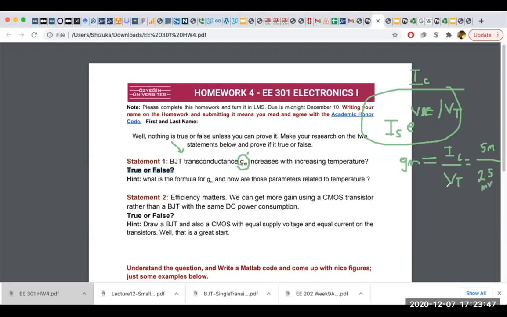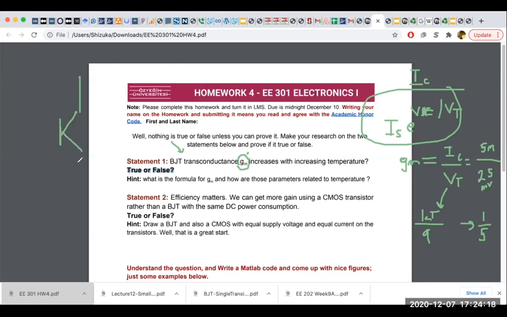VT is KT over Q, right? Yes. So 5 milli divided by 25 milli is 1 over 5. So now GM is 1 over 5. So it's asking you what happens when we increase the temperature from room temperature to, let's say, the BJT became COVID. So its temperature increased.